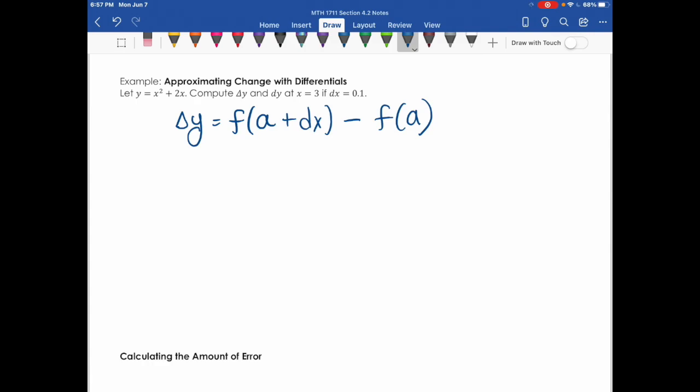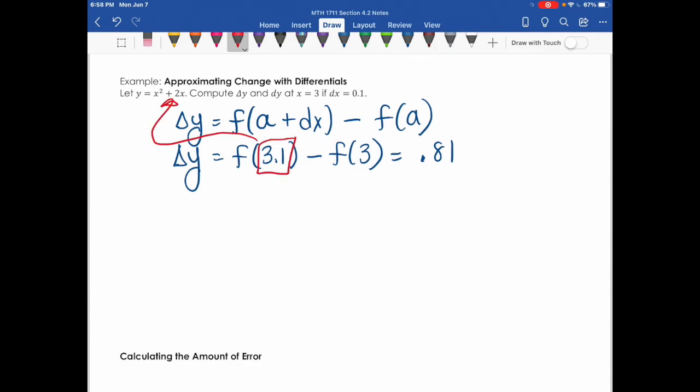So in this case, our value of x is 3, and our change in x is 0.1. To find my change in y, I'm going to find f of 3.1, because I'm at 3 and I move over just 0.1. Then I subtract the value of f of 3. And when we plug in f of 3.1 into x squared plus 2x, and then I subtract f of 3, so I plug 3 into x squared plus 2x, when I subtract that, I'm going to get 0.81.